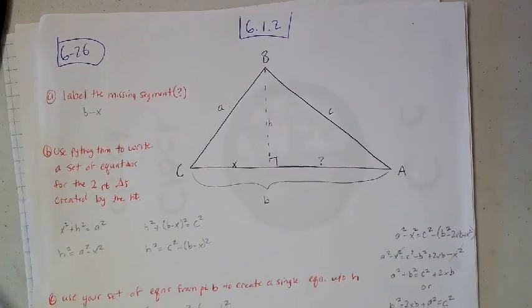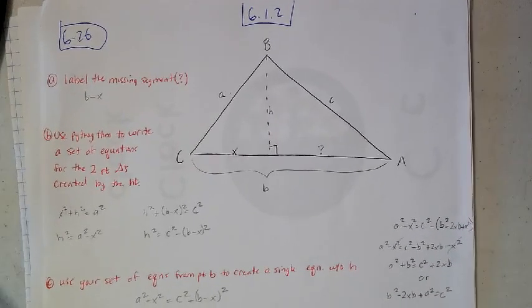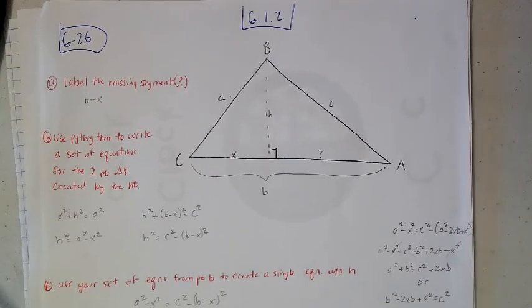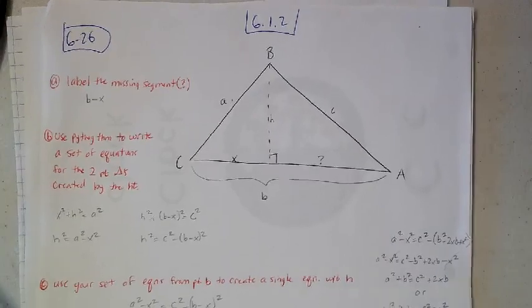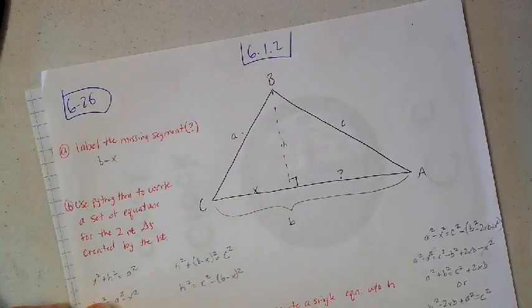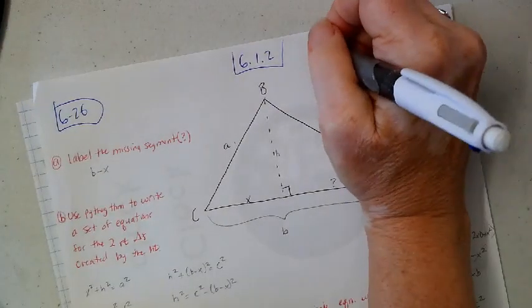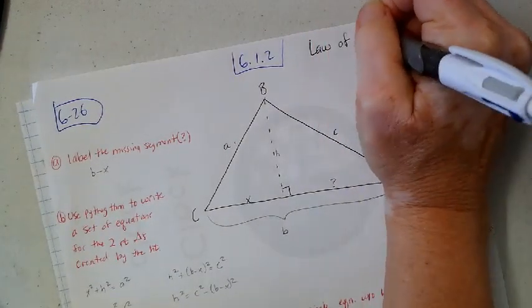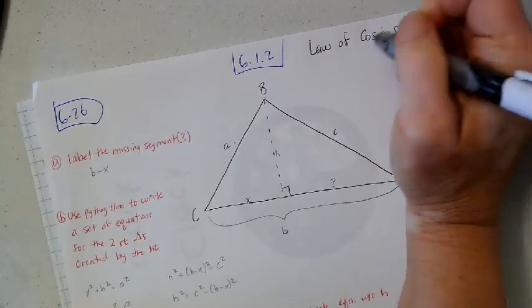Here's pre-calc. It's part 2 of your lecture for 6.1.2. This is problem 6-26, and this is our proof of the law of cosines. So maybe I should write law of cosines.